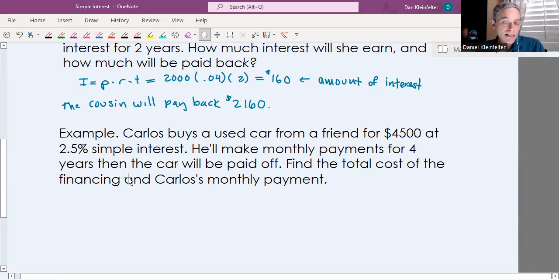Before we get into it, I did want to mention that there's different ways that something like this can be calculated. The way that you would buy a car from a dealership and they might calculate the payment is different from the way that we're going to do it here.